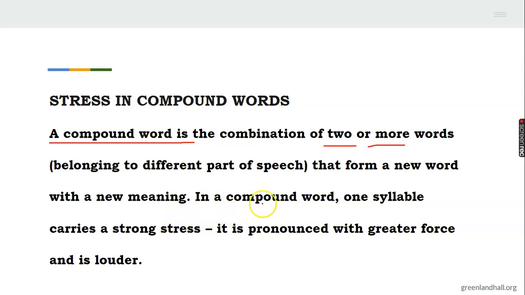Alright? Now, in a compound word, one syllable carries a strong stress. One syllable will definitely carry a strong stress. It is pronounced with greater force and is louder. Yes, in compound words, a particular syllable must carry the stress. Now let's look at it.